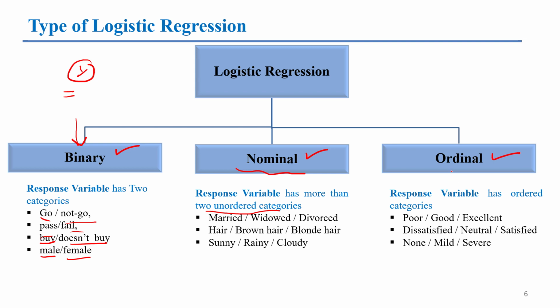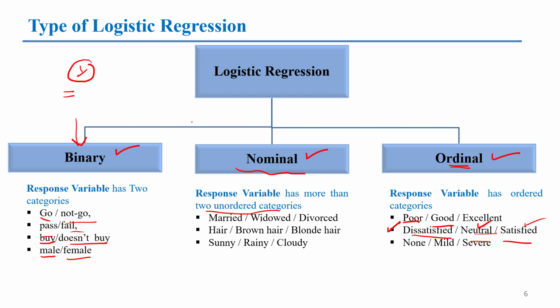If the dependent variable has ordered categories, as in the example I am giving, if we are categorizing whether it is poor, good, or excellent, or dissatisfied, neutral, and satisfied, and we want to identify whether the data point lies in the class of dissatisfied, neutral, or satisfied, then we should apply ordinal logistic regression.